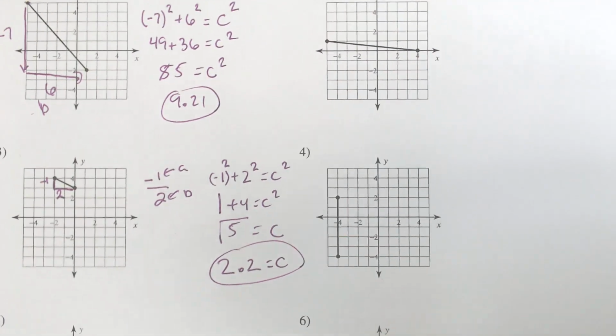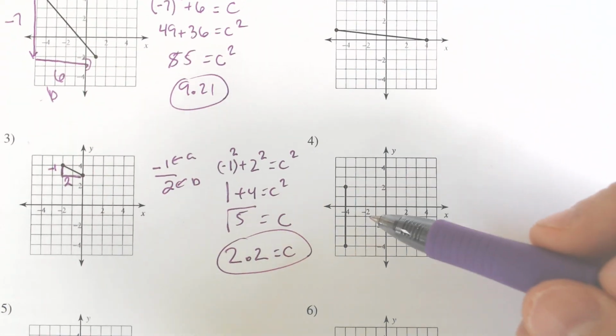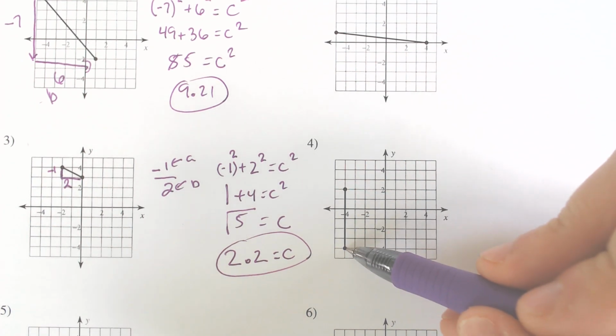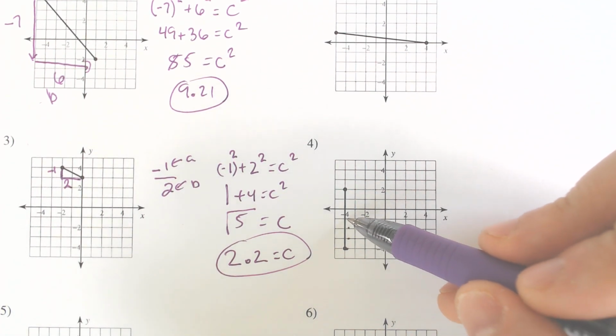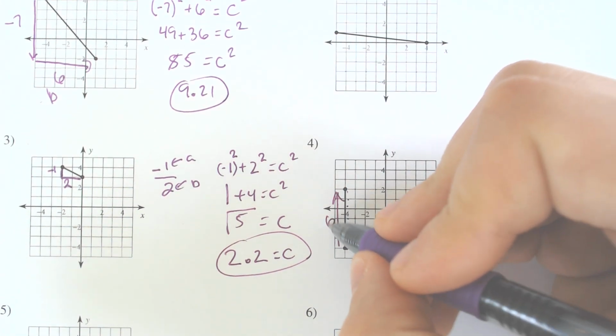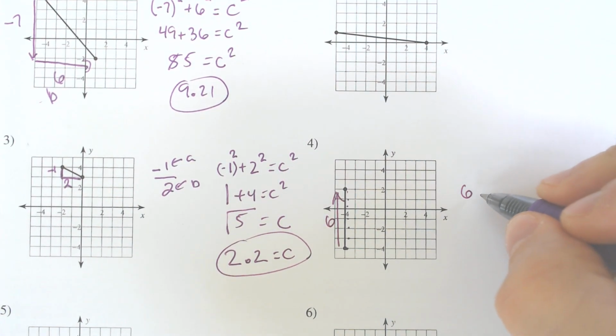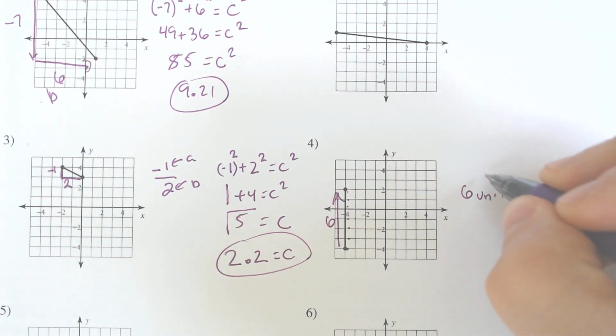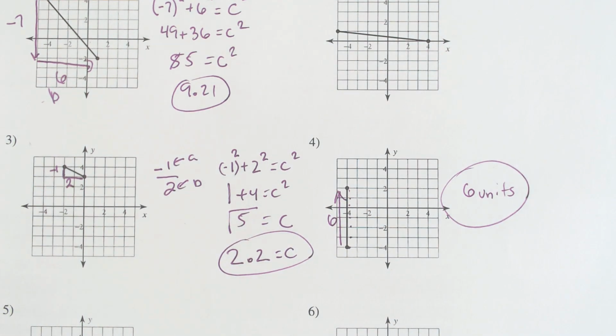All right. Now, what if you don't have a triangle? Like here on number 4. Oh my gosh, you don't have a triangle. Well, we're just going 1, 2, 3, 4, 5, 6 up. We just went 6 up or 6 down. So the distance between those 2 points, ladies and gentlemen, is 6 units. That's it. That's all she wrote. That's all you got to do there.